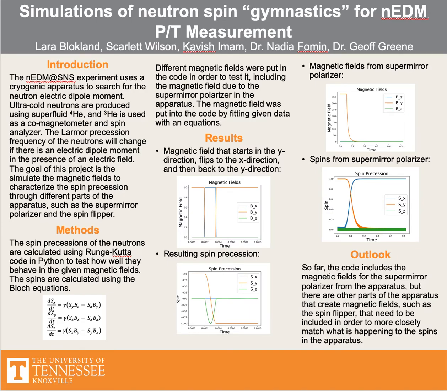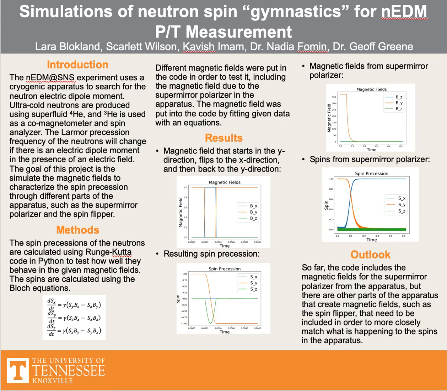The spin precessions of the neutrons were calculated by using Runge-Kutta code in Python. The code allows the x, y, and z components of a magnetic field to be inputted into the Bloch equations, as shown on the poster, and then solves the Bloch equations for the spin. The spin is then graphed versus time to show the spin precession. On the poster, there are two examples of this code being implemented.